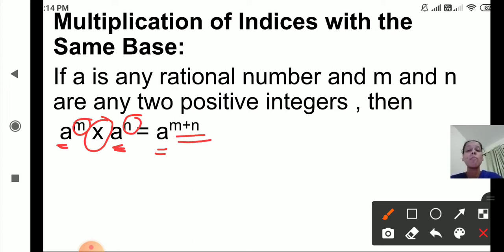So what you will do? Base is a and indices are m and n. So you will add the indices, that is m plus n. This is the formula. You will learn this formula. a raised to m multiplied by a raised to n is equal to a raised to m plus n. You will write down the base one time and you will add the indices, or the powers, which are given.